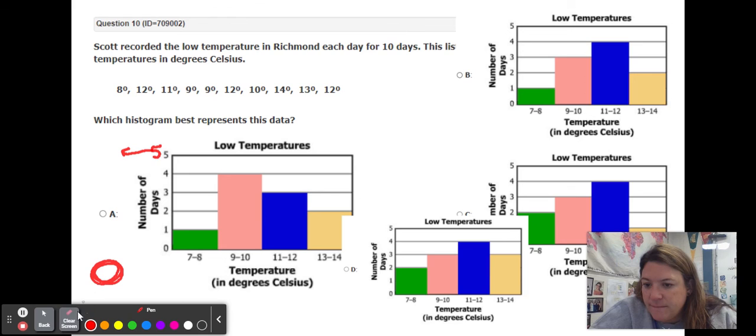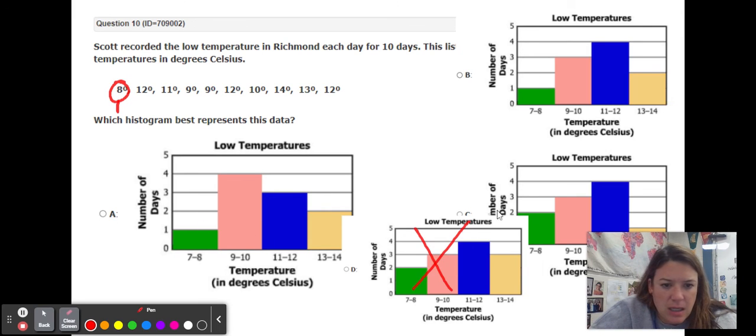All right. Last question. Scott recorded the low temperatures in Richmond each day for 10 days. This lists the temperatures. Which histogram represents this data? So it might help to put them in order, but it looks like this one only has 1 for 7 to 8. 7 to 8 should have 1. So it can't be D. It can't be that one.